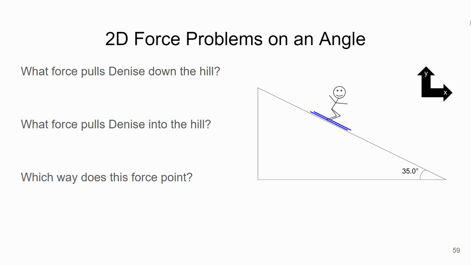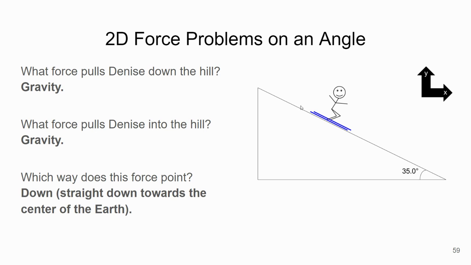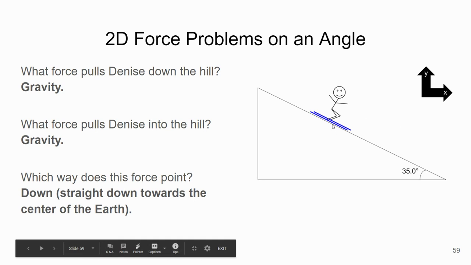So think, what force is pulling Denise down the hill? Meaning this way, down the hill, the way in which she is skiing. And that, of course, is gravity. Now, what force pulls Denise into the hill? Which means, why isn't Denise flying off into space? What is holding her to the hill? That force is also gravity. Now, which way does this force point? Does it point down the hill or does it point into the hill? The answer is actually neither. This force points straight down towards the center of the Earth.